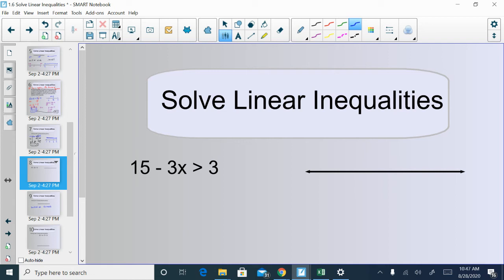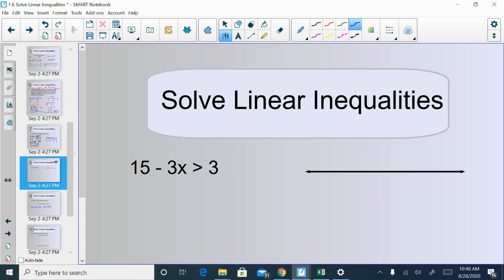So here's another one. This is not a compound inequality. This is just a more simple inequality. We should be able to do this. We need to solve for x. X has a couple things going on with it. It's got this 15 with it, and it's being multiplied by this -3.